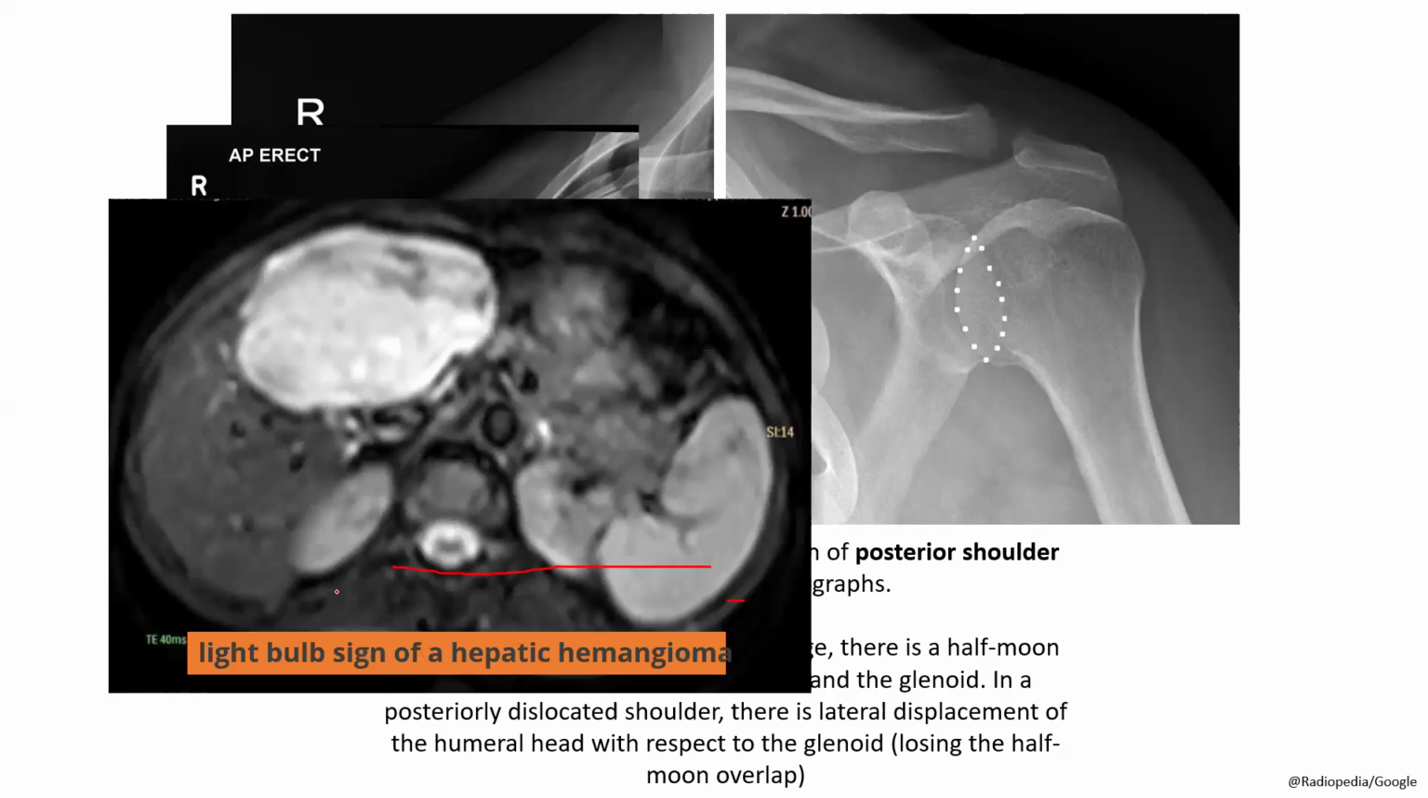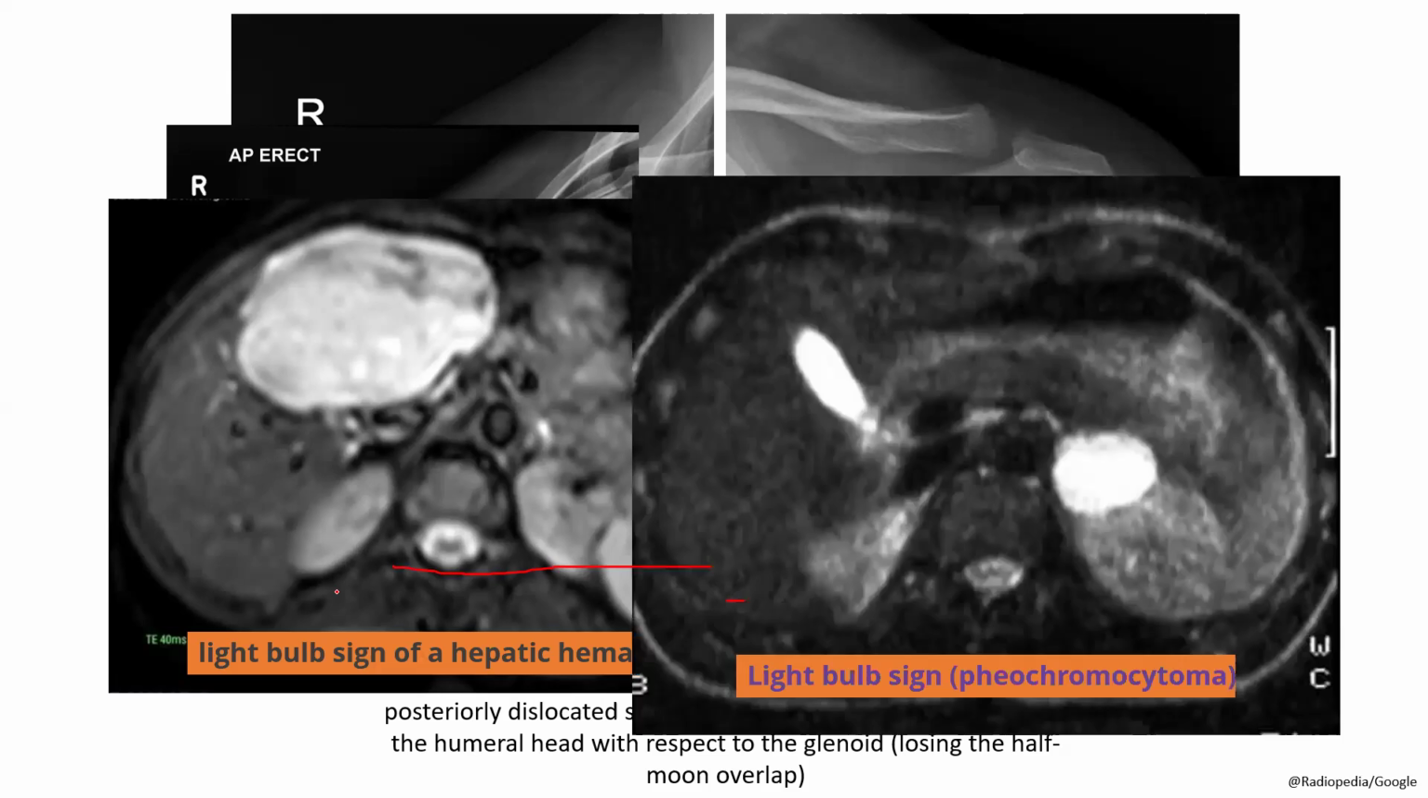Light bulb sign has also been described in hepatic hemangioma, where there is a large hyperintense mass which looks like a light bulb on T2 weighted MR. It has also been described in pheochromocytoma. So this is the light bulb sign of pheochromocytoma in the adrenal mass.